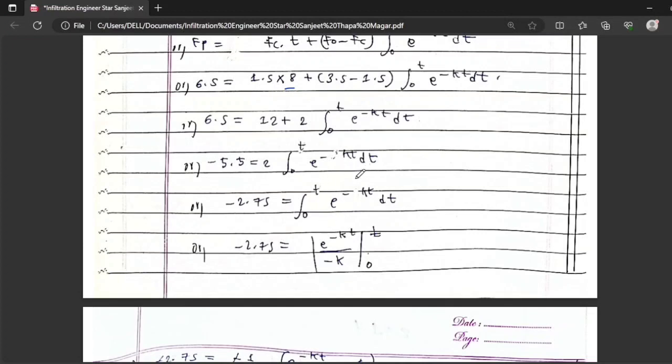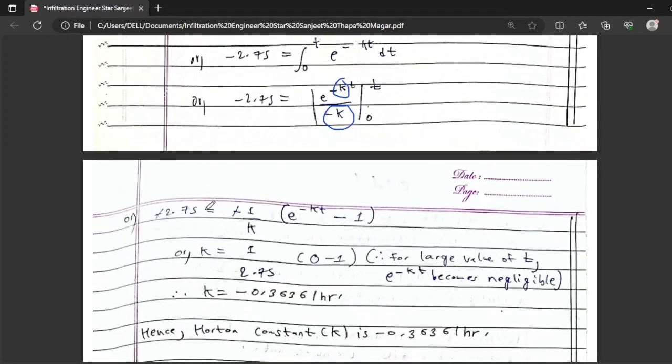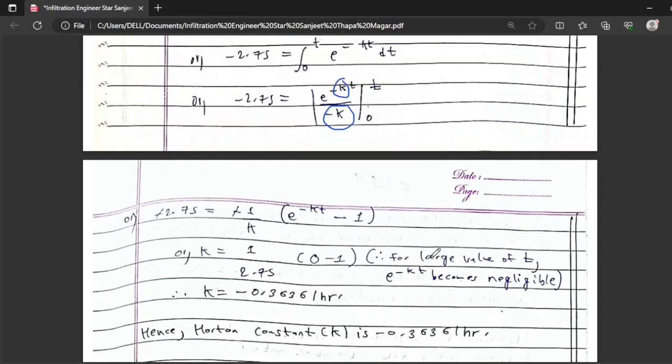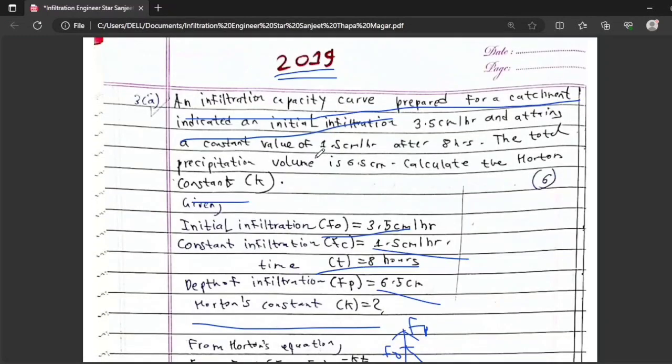Integration of exponential is exponential, and the coefficient of the variable will be in the denominator, and the limit is from 0 to t. So minus 2.75 is equal to minus 1 by k times e power minus kt minus e power 0, which is 1. For large t, e power minus kt is negligible, so you can write 0. So k is 0.3636 per hour. So the Horton's constant K is 0.3636 per hour.